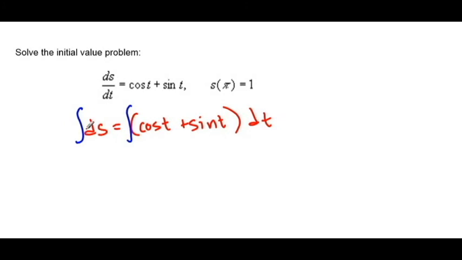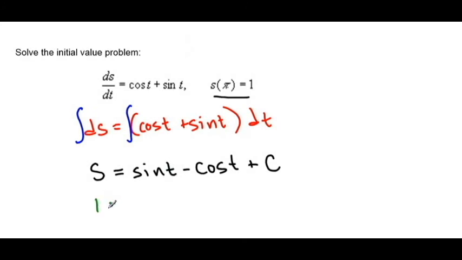Now the antiderivative of ds is by definition s. And the integral of cosine t plus sine t. Well, the integral of cosine t is sine t. The integral of sine t is negative cosine t. And of course we have to include the plus c to indicate that there is a family of antiderivatives for ds dt. However, we're looking for the particular one that has the point pi comma 1. So let's plug 1 into s. Let's plug pi into t.